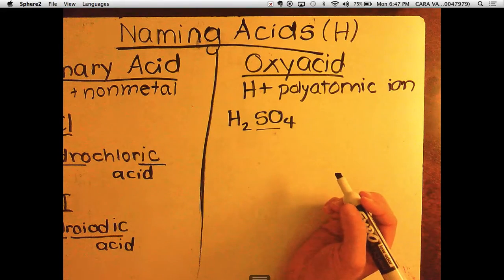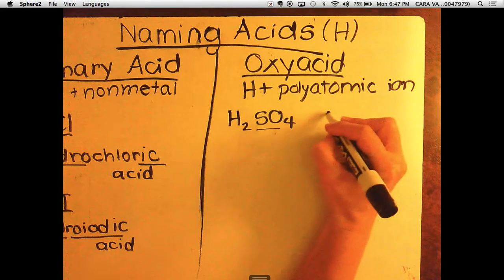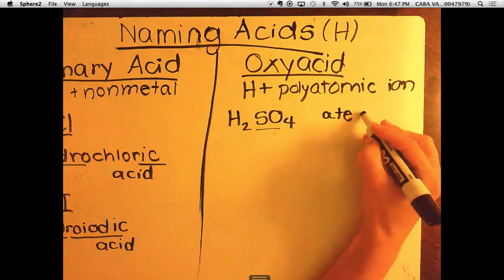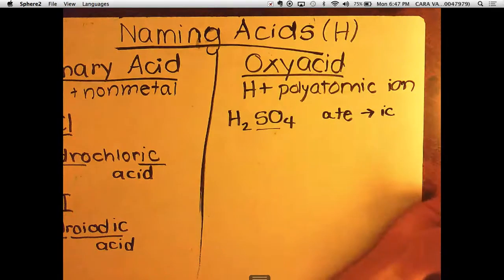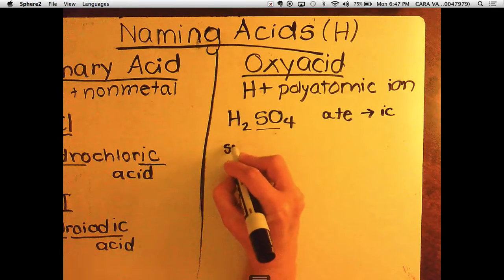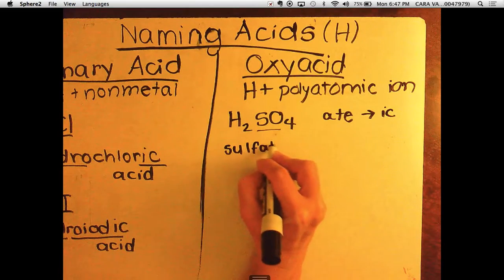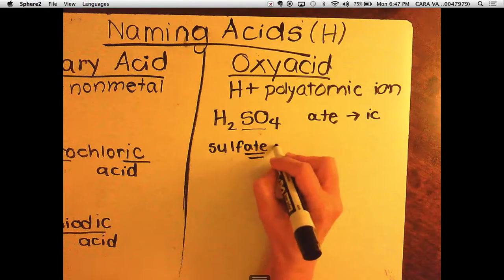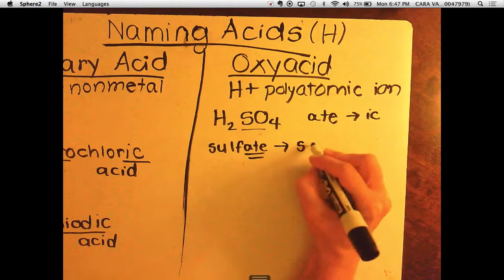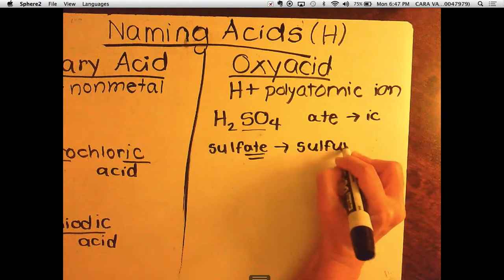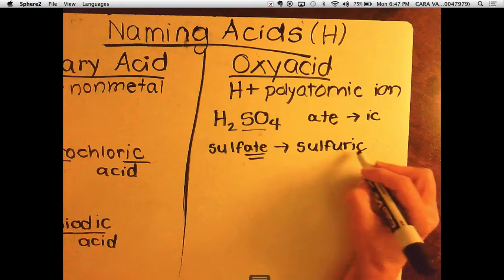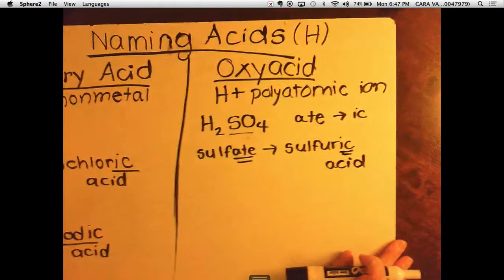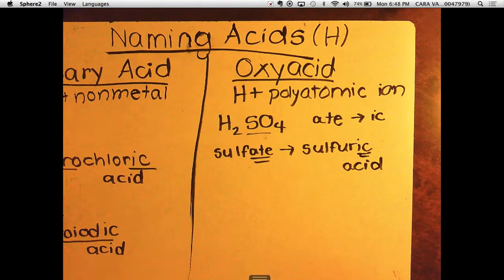No prefix hydro on these, okay? If the polyatomic ion ends in ATE, you're going to change the ending to ic. For example, that is sulfate. Notice how that sulfate ends in ATE, which means we're going to change that to ic. So the name would become sulfuric acid. Once again, you've got to add that acid word there so that people know exactly what we're talking about.